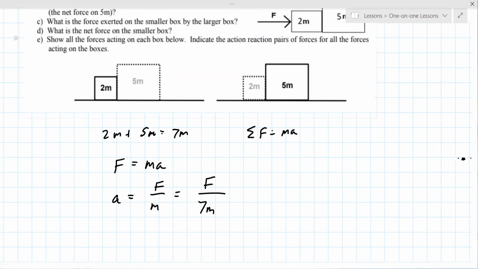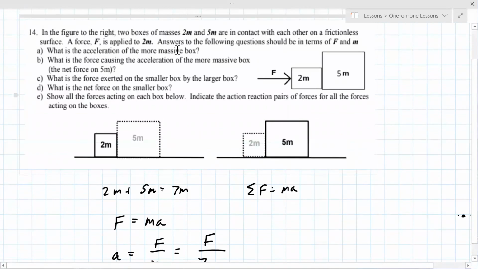So the acceleration of the more massive box is the same as the acceleration of the less massive box because they're moving together. So the answer to A is F over 7m. So F over 7m. Okay.